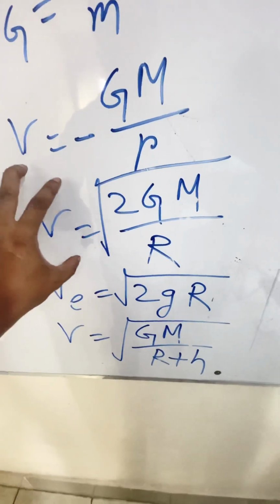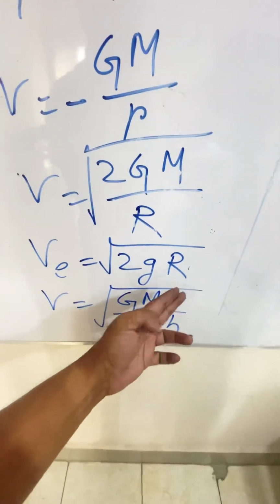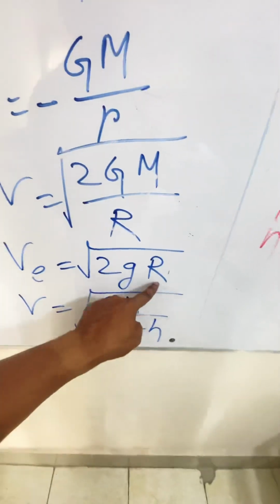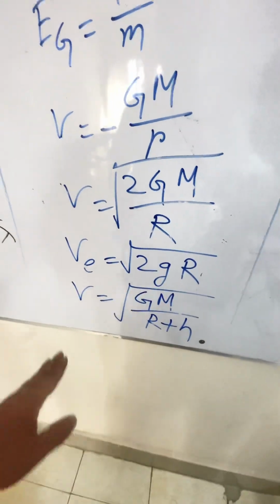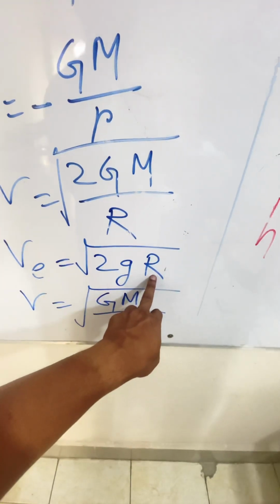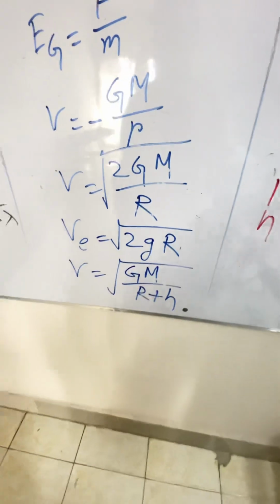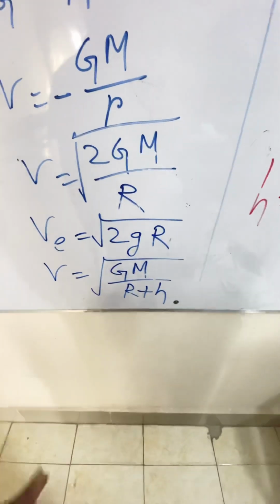Okay, leave this formula aside. Just think about this formula. If you just know the radius of the earth, you will find out the escape velocity. Acceleration due to gravity is actually known to you. What is the amount of acceleration due to gravity? And you have to know what is the radius of the earth. Radius of the earth is 6 into 10 to the 6 meter.